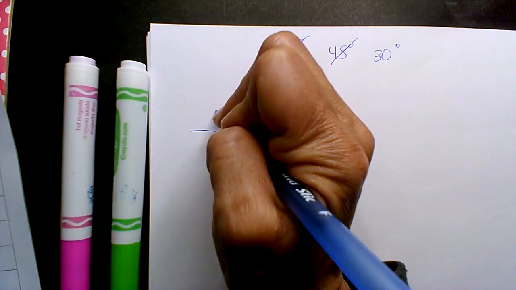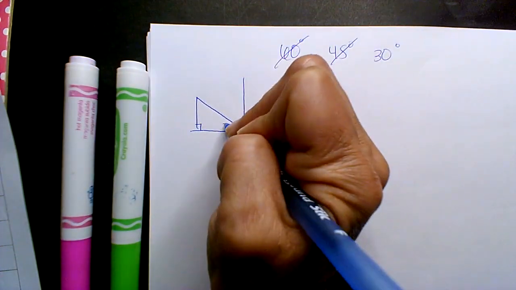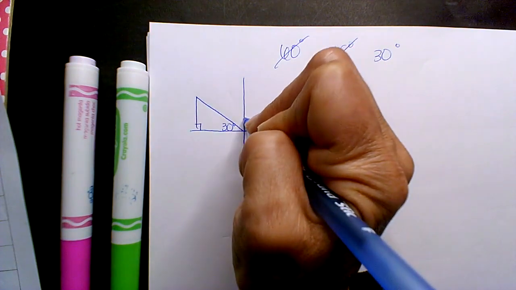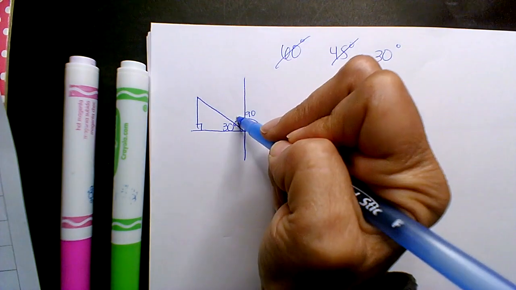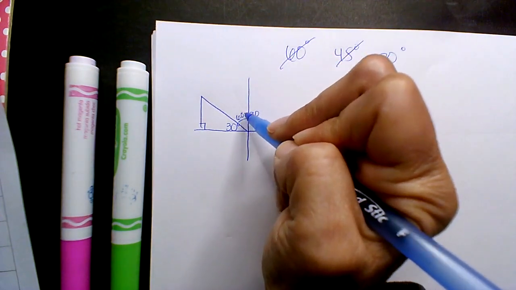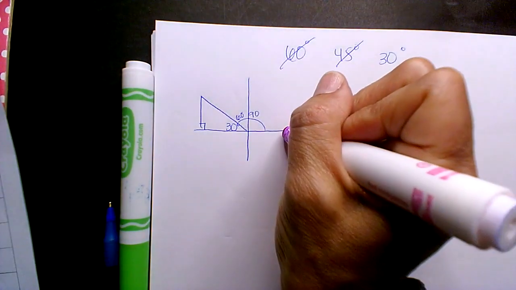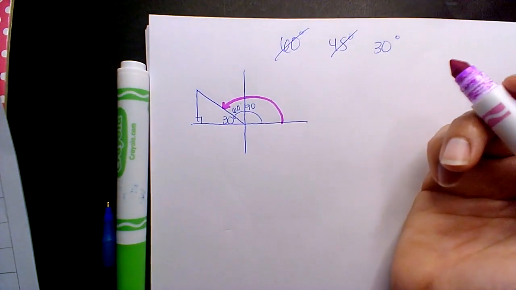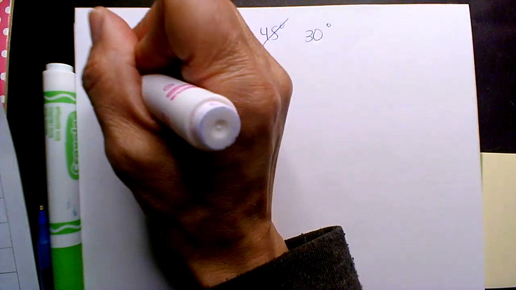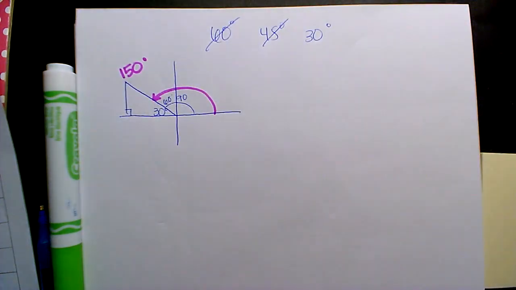So if I cover the 30-degree triangle, this is 30, right? Remember, this is 90, this is what? 60, and so that's why the angle measure is what? 150, right?